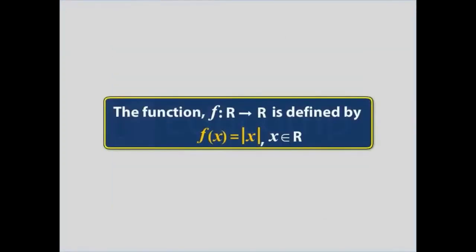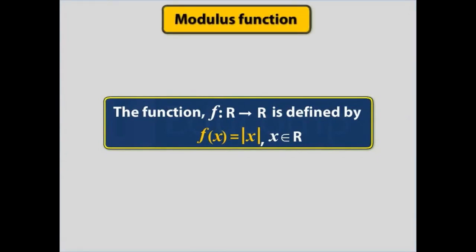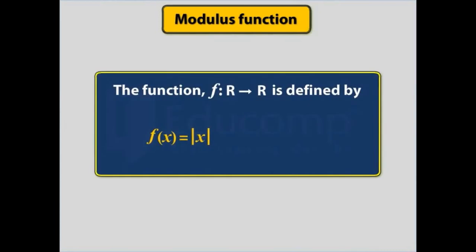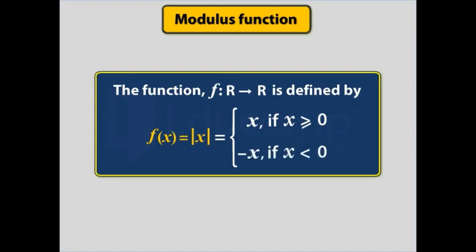When we define a function from a set of real numbers to a set of real numbers by f of x equals modulus of x, it is called a modulus function. The modulus of x equals x for all x greater than or equal to 0 and minus x for all x less than 0.